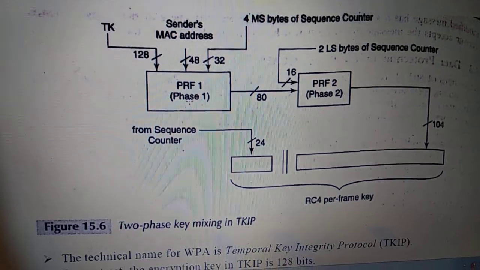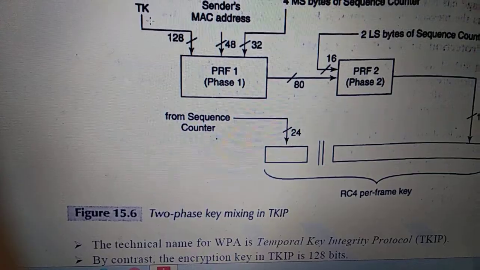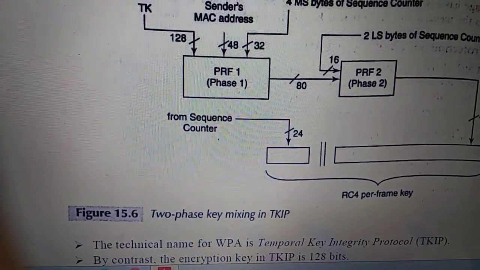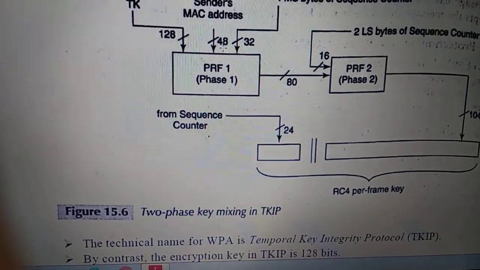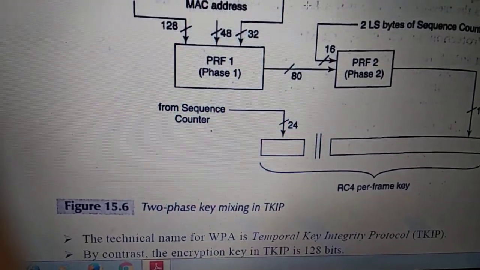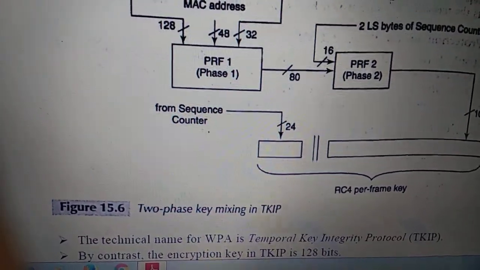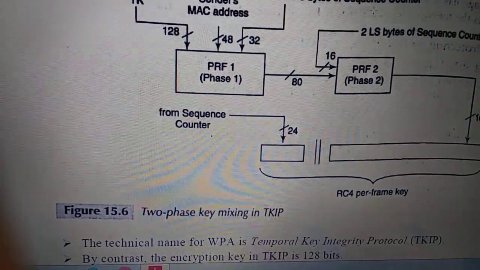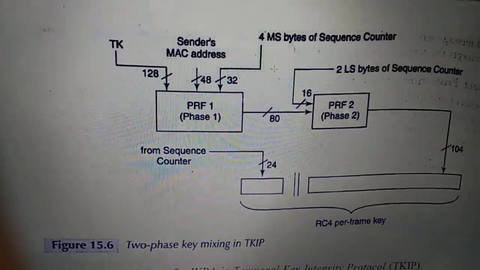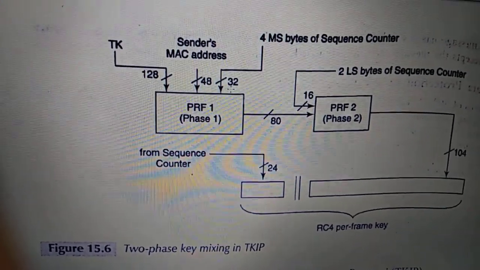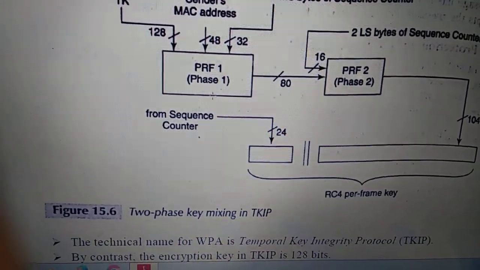Performing phase 1 is PRF. PRF means pseudo random function 1, which uses a temporal key of 128 bit and the sender MAC address. You know the MAC address for each of these access points, and the 4 MS bytes of the sequence counter. The sequence counter is similar to a sequence number, right? So those 4 MS bytes of the sequence counter are used to perform a pseudo random function at phase 1.